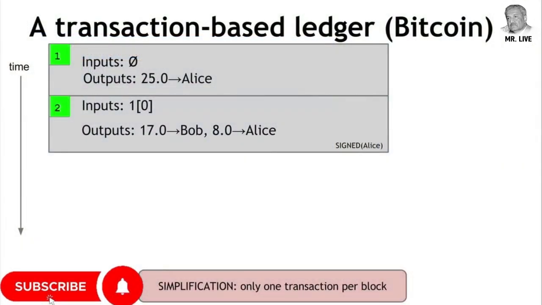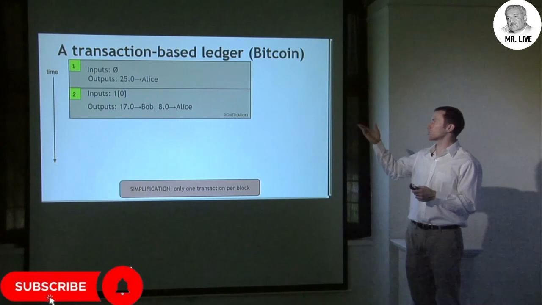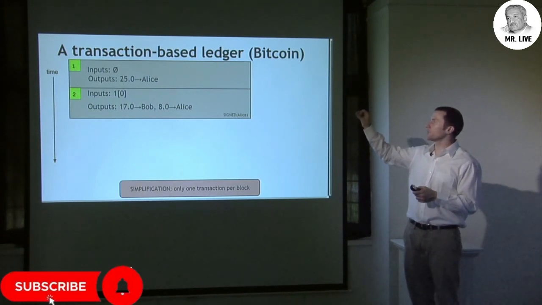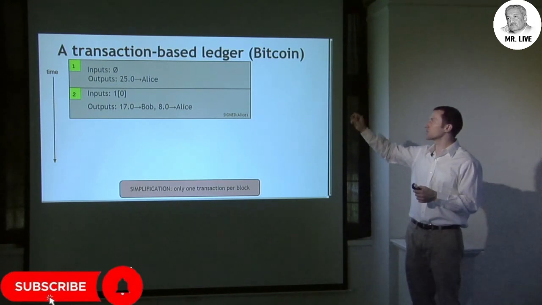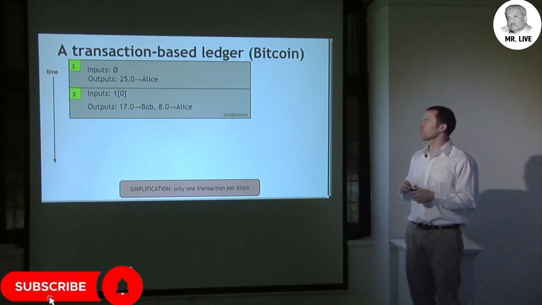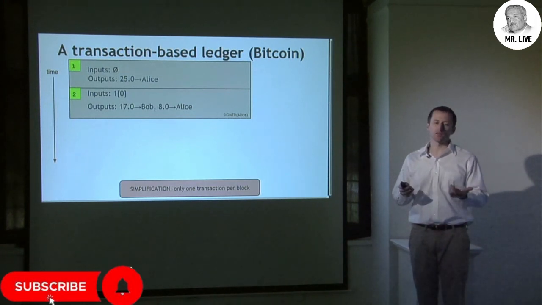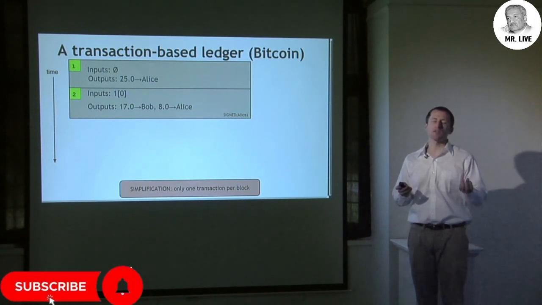Now, let's say that Alice wants to send some of those coins over to Bob. Well, now she has to explicitly refer to the previous transaction where these coins are coming from. So the input to this transaction will be output index 0 from transaction 1, which we can see from the very previous transaction in the log was a transaction that assigned 25 Bitcoins to Alice. And now there are two outputs of this transaction. One of them is 17 coins to Bob, and one of them is 8 coins to Alice.